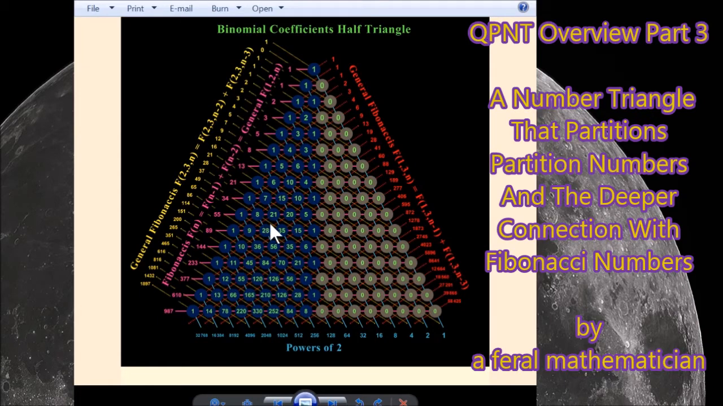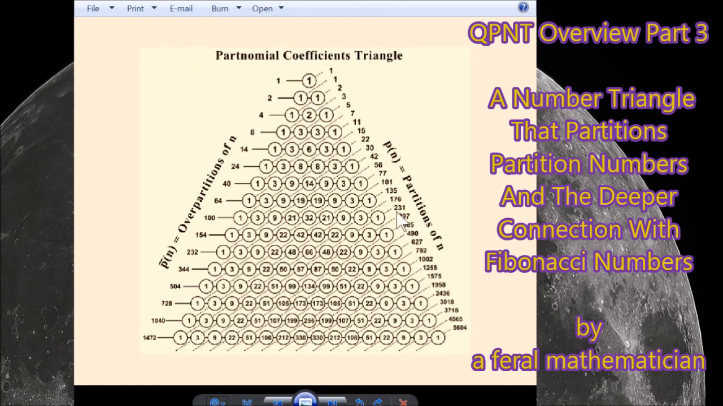And so we can see as k goes from 1, the Fibonacci's, up to n, we converge on the partitions function. So we've got kind of the same function here. It's such a fascinating thing. So there's the partinomial coefficients triangle.